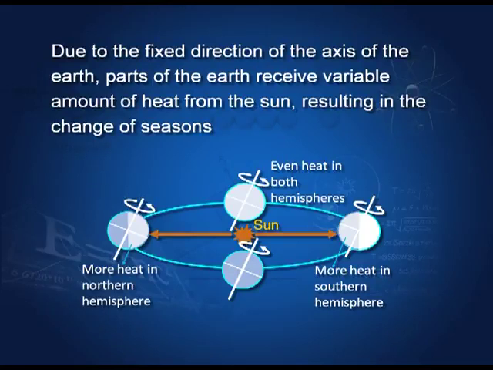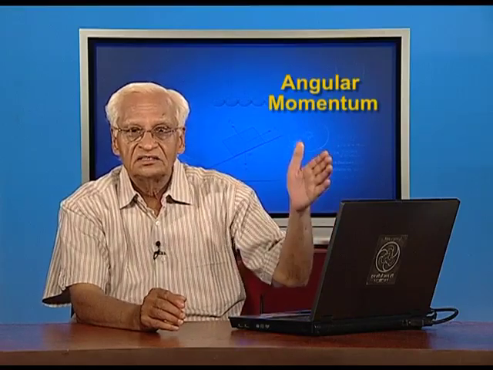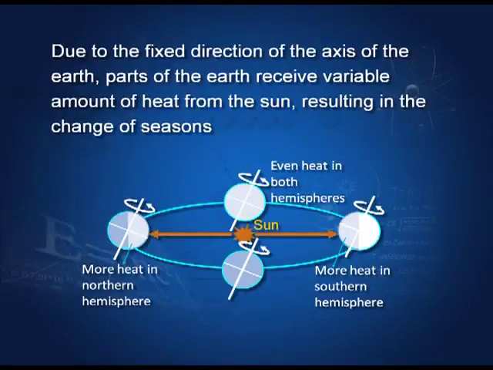earth during the year. You can see here the lower part of the earth, the southern hemisphere, receives more sunlight and therefore is hotter. Here the northern hemisphere receives more light from the sun, more heat from the sun, and therefore is hotter, and in between these positions the whole earth has almost the same temperature. So, the seasons change on the earth because of the conservation of angular momentum.